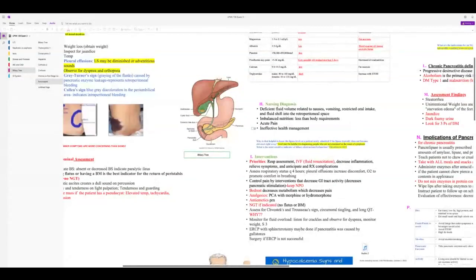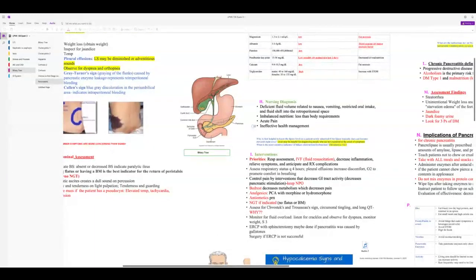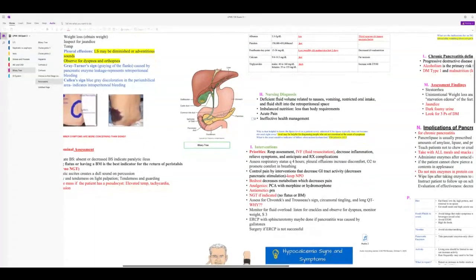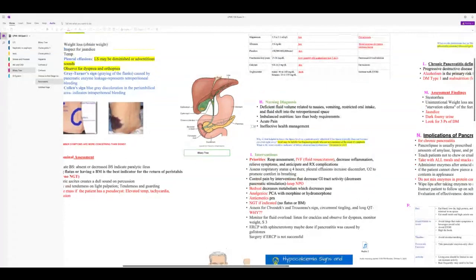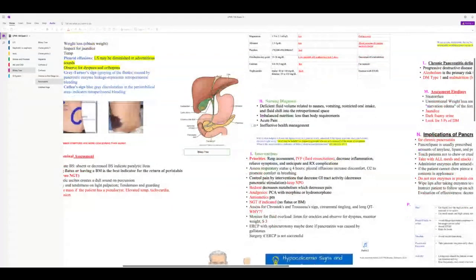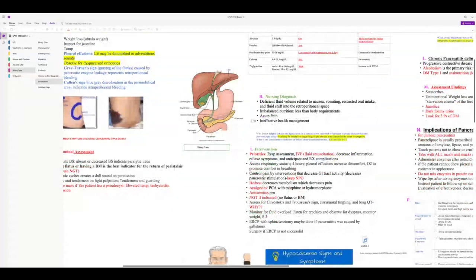With pancreatitis, you also want the diet to be low fat because fatty foods are going to stimulate the pancreas to secrete more enzymes. So that's kind of an important thing to remember.